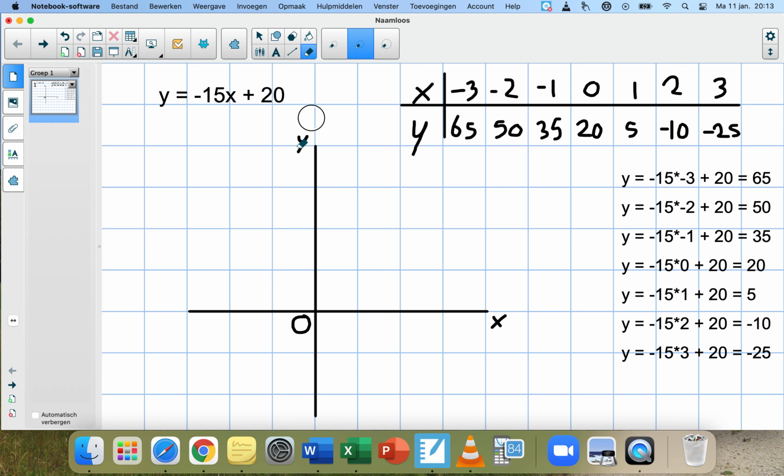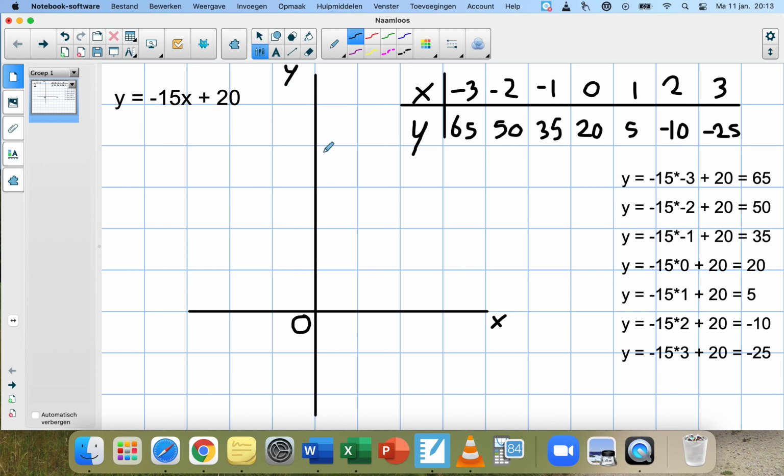And I already realized that this is not going to be big enough, so let me make this a little bit longer, and write y here. So now we have to fill in the axis.